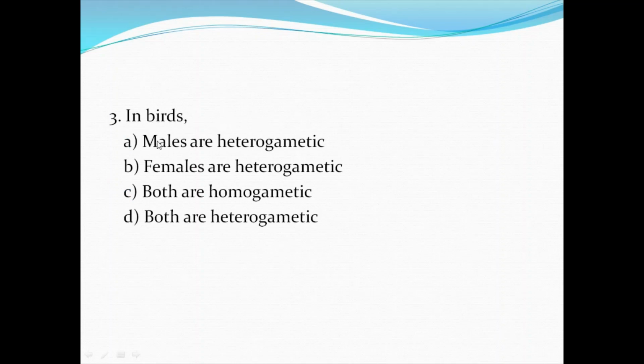In birds, males are heterogametic? No. In birds, males are homogametic because they contain two Z chromosomes. That is why they are homogametic. Females are heterogametic. Yes, in birds, females are heterogametic because they have two different types of allosomes, that is one Z and one W. So these two statements are incorrect. So this statement is also incorrect. So this is correct: in birds, females are heterogametic.